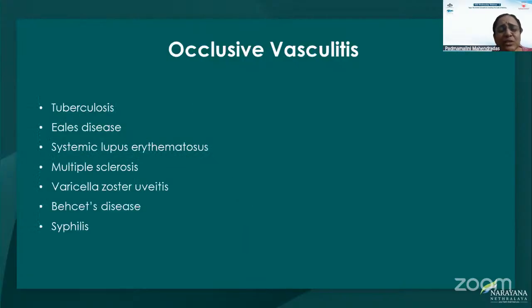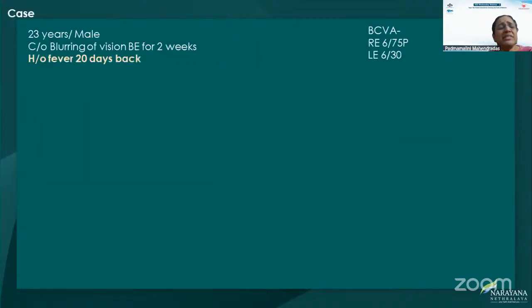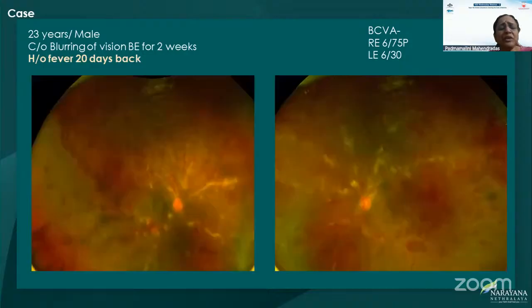Coming to occlusive vasculitis, there are various diseases that can have occlusive vasculitis: tuberculosis, HEALS, SLE, multiple sclerosis, viral infections, and Behçet's disease. Here is a 23-year female presented with blurring of the vision. She gave history of fever 20 days back.